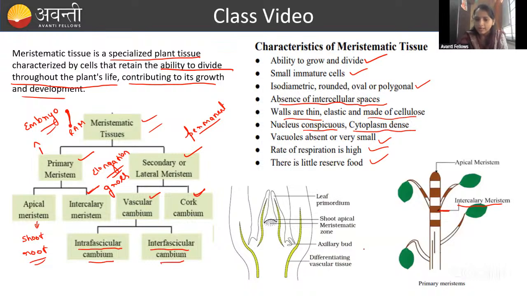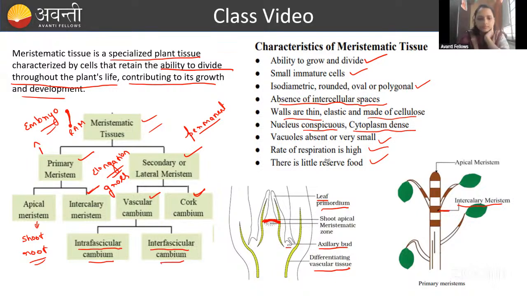These two diagrams are very, very important. They may ask you a diagrammatic question in the exam. Okay. So this is called the leaf primordia, where the leaf is going to be formed. And here you can see this is the shoot apical meristem. Okay. This is a meristematic zone. And these are the axillary buds and this is the differentiating vascular tissue. This diagram they may give and they may tell you to label the parts. Okay. So that's why it's important.